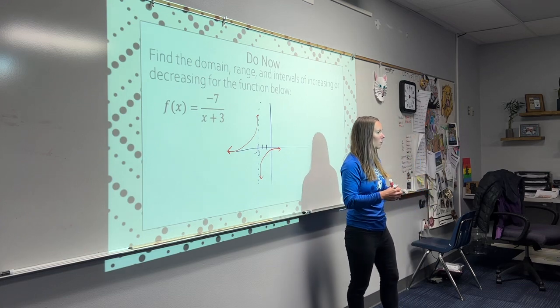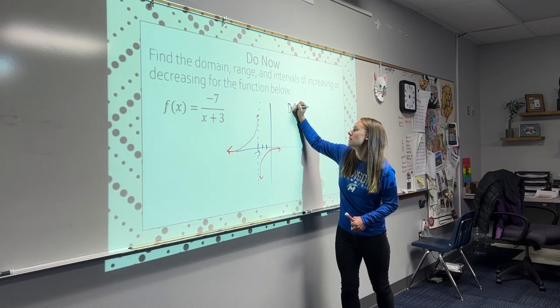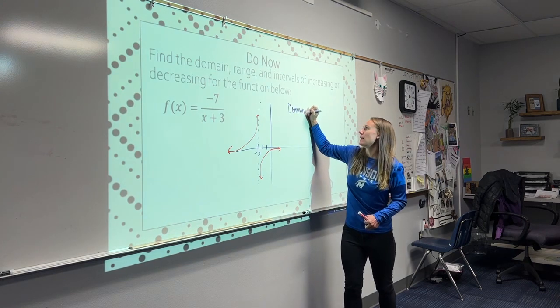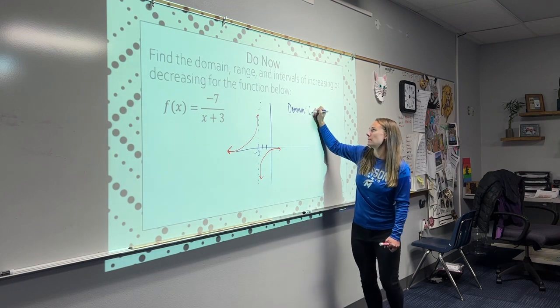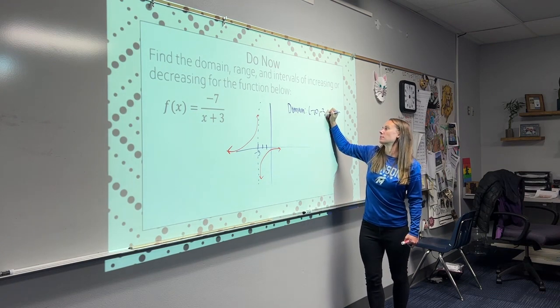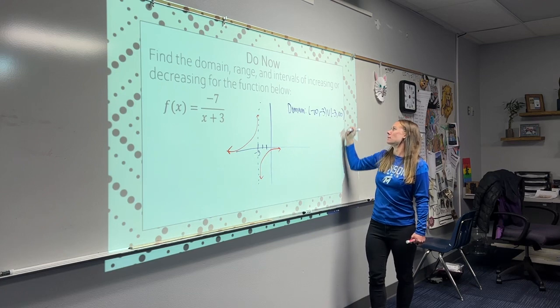Okay, so now that we have the graph, it's gonna be a lot easier to answer the domain. Is domain X or Y? X. Okay, so our domain is gonna be any X value but what? -3. So we're gonna say from -infinity to -3, union -3 to infinity.